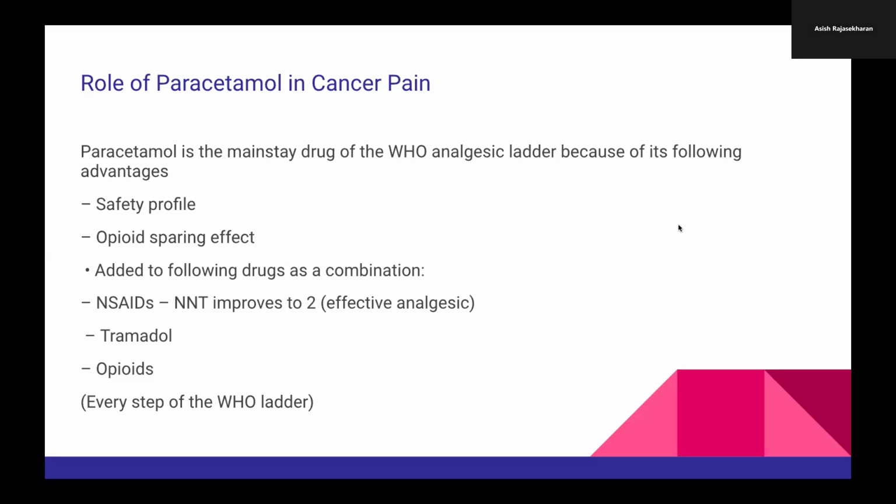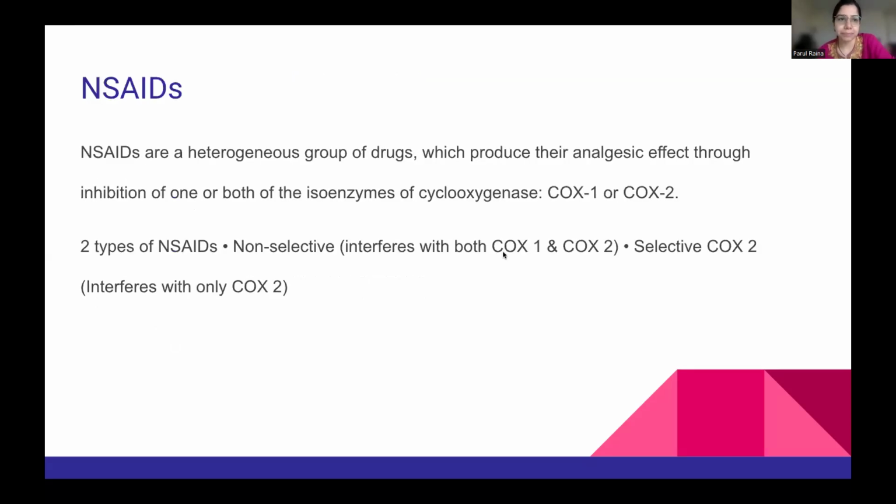So what is the role of paracetamol in cancer pain then? We still consider paracetamol a mainstay drug, even though its NNT is low, because it can be added to the other combinations of drugs used in the WHO ladder and is found to be very beneficial because of its safety profile and opioid sparing effect. When it is added to drugs like NSAIDs, its NNT improves to 2. So it acts as a good and effective analgesic. It can also be added to tramadol and opioids, specifically at every step of the WHO ladder.